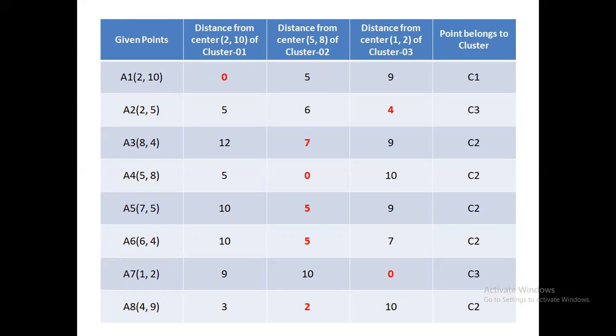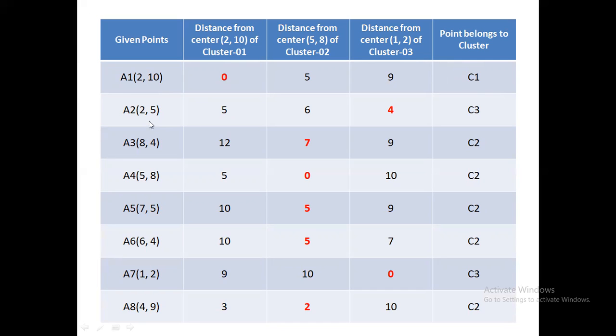How can we say the point belongs to the cluster? We assign the points to the cluster which has the minimum distance from the point. Here you can see the data point A1 has the minimum distance with cluster 0, so we have assigned the point A1 to the cluster C1.